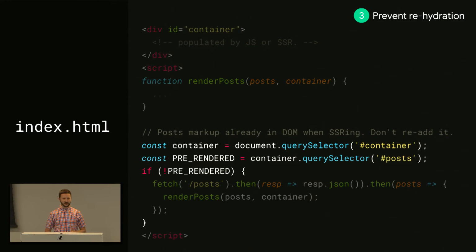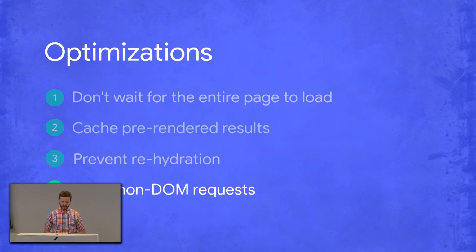The easy and simple way I decided to deal with this was to detect if that content is already in the page. When I load this page, I can look for that post div. And if it's there, I know I've been server-side rendered because that markup is in the page. If it's not, I can go ahead, make the fetch request, render my posts, and do the client-side version of the page. So that's preventing rehydration.